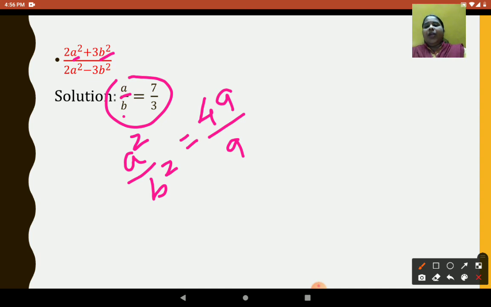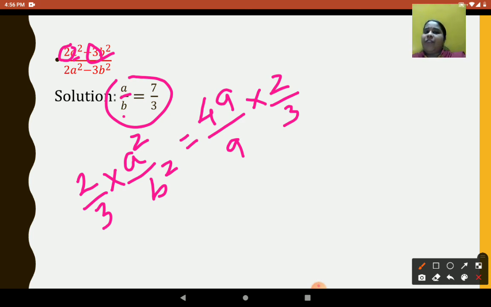Right? Now a square and b square I have got. Look at the coefficient of a square. What is it? 2. Look at the coefficient of b square. What is it? 3. So this is to be multiplied by 2 upon 3 and this also by 2 upon 3. I hope you are understanding it. See, this is the very first question. You might find it difficult. If you write it, you will understand it.